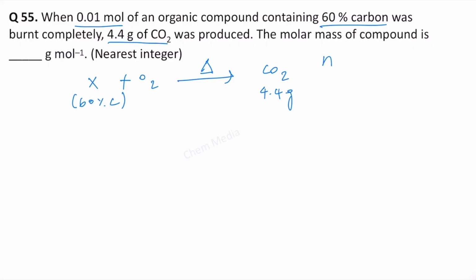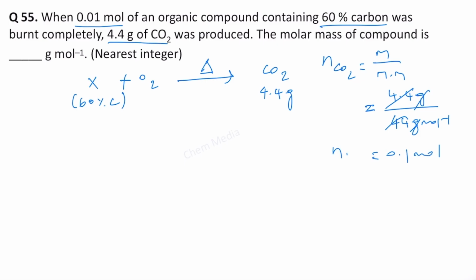So this means number of moles of CO2 is equal to mass divided by molar mass. Molar mass of CO2 is 44 gram per mole, because 12 plus 32, we have 2 oxygen atoms. Mass of CO2 is given as 4.4 gram. Therefore 4.4 divided by 44 gram per mole. So this means this is 0.1 mole, number of moles of CO2. Atomicity of CO2 is 3, but we have only one carbon atom. This means number of moles of CO2 is equal to number of moles of carbon.